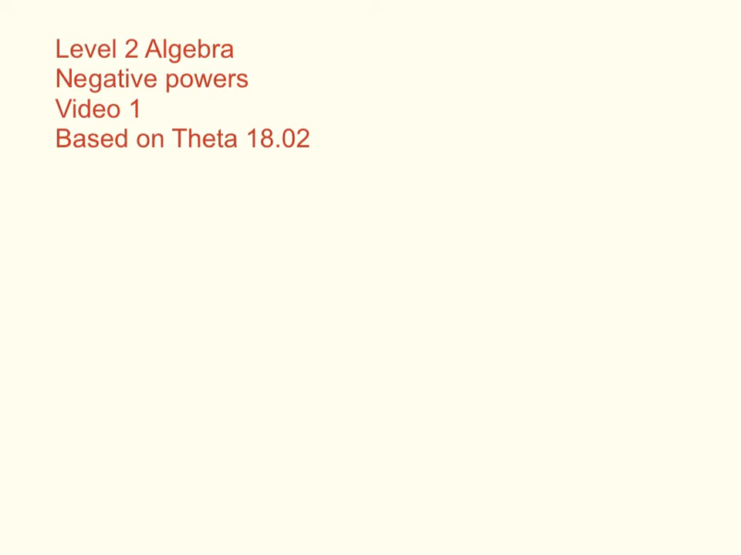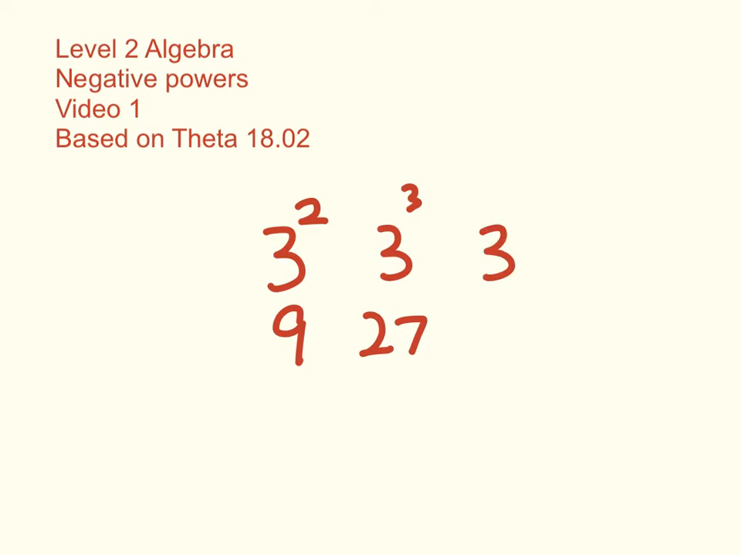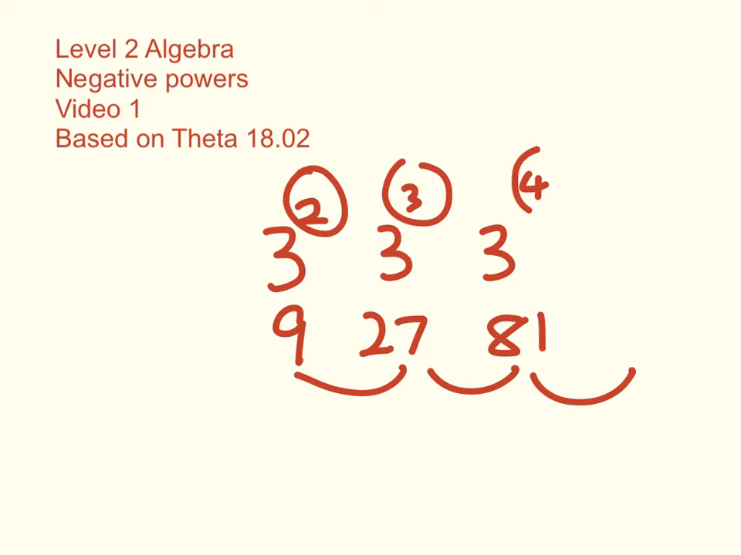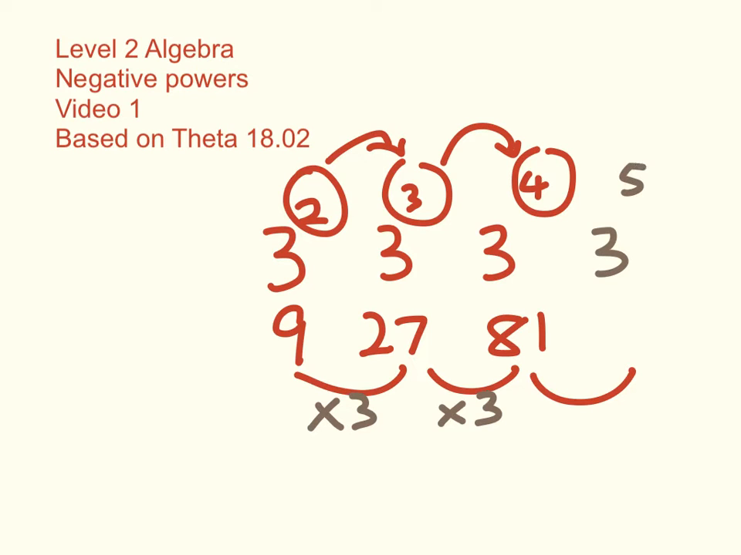So when we first learn about powers, the one we start with usually is squared. So 3 squared is 9. 3 cubed, 27. 3 to the power of 4, 81, and so on. So every time we increase the power or index, this goes up by a multiple of 3. Okay, so 3 to the power of 5 gives me 243.